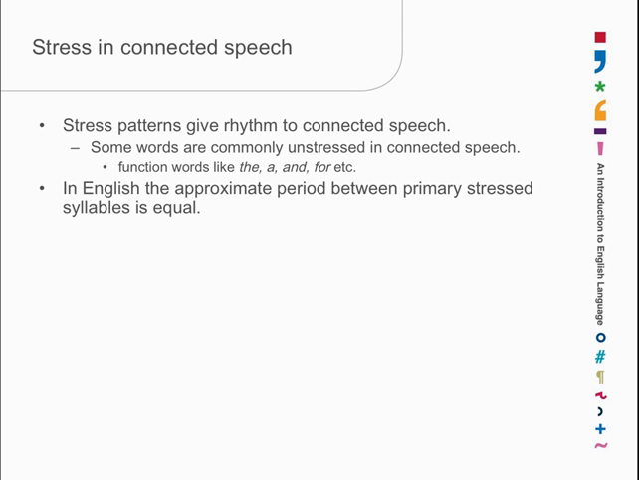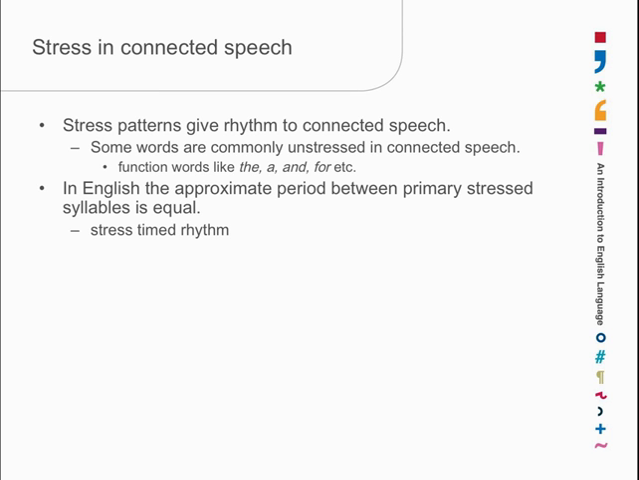There's something interesting about stress. Languages have ways of placing stress a certain distance apart. In English, the distance apart between stressed syllables is roughly equal. The rhythm of an English sentence is determined by this process. It's called stress timing. So if we look at the sentence in English, the approximate blah blah blah, and imagine that there's a metronome going on. In English, the approximate period between primary stressed syllables is equal.